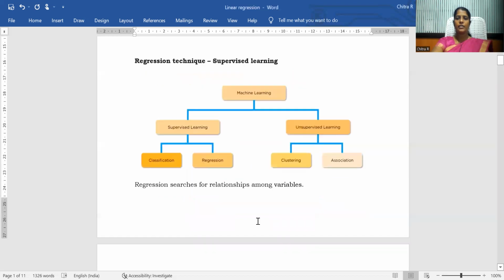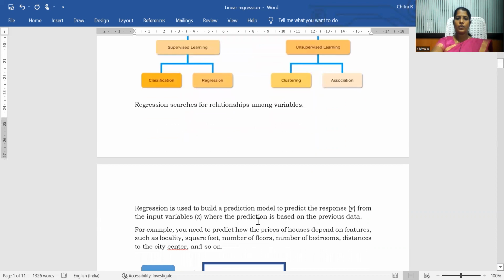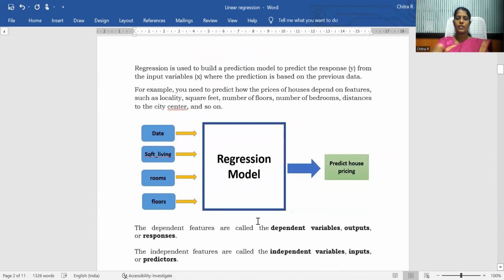The regression analysis means we can analyze the role of the dependent variables with respect to the independent variables. So here in the regression analysis, consider if you want to predict the price for the house, it depends upon many variables. So we can develop a regression model such that the house price can be predicted from the existing variables called date, square feet of living, rooms, and floors. All these are the significant factors for identifying the house price.